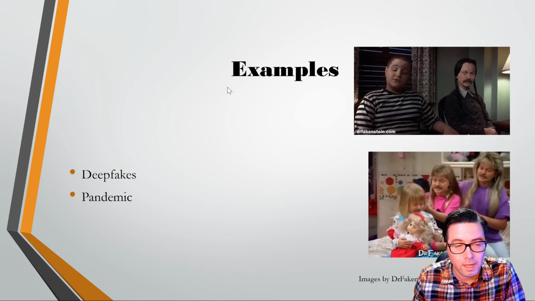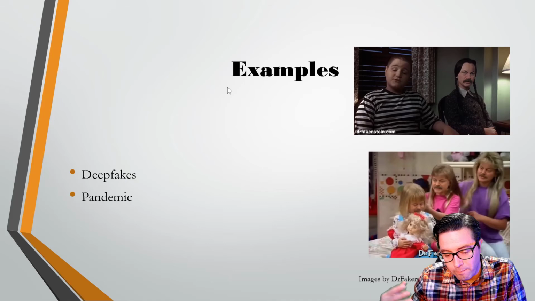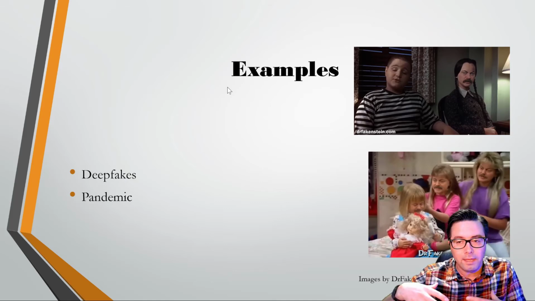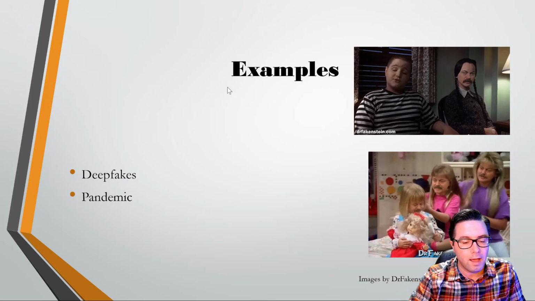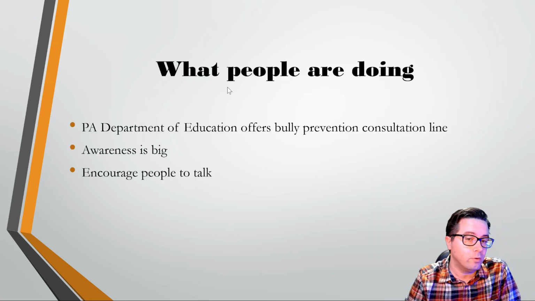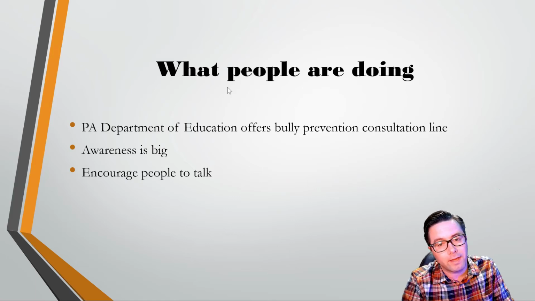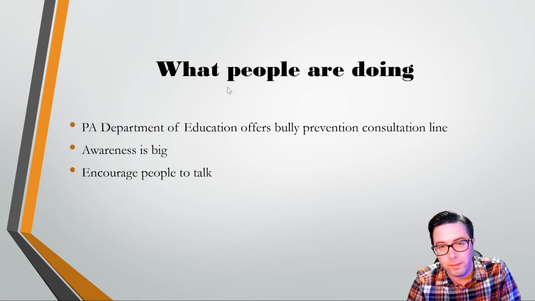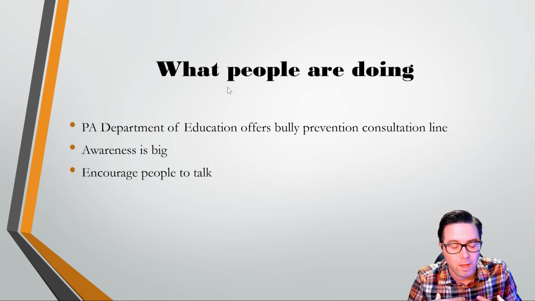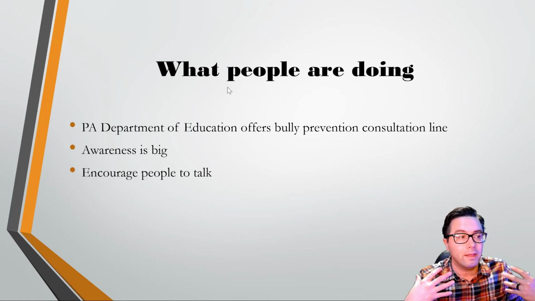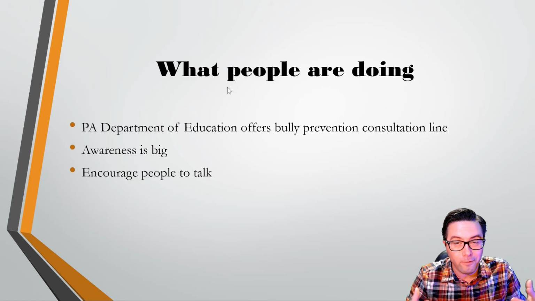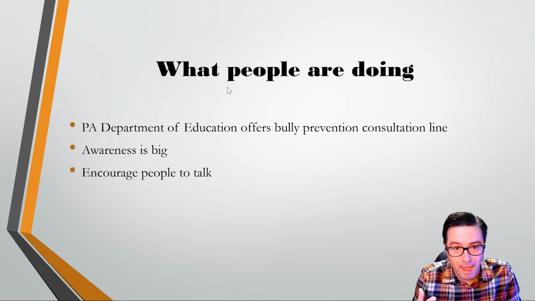There's been cyberbullying, and it's not just parents attacking kids, it's kids attacking other kids, and it's this big thing. So what are people doing to stop it? The Pennsylvania Department of Education offers bully prevention consultation lines. They work a lot with schools to try to eliminate it. One of the big things is awareness, letting people know that this is not just not cool, but hurtful, harmful, and it needs to stop.